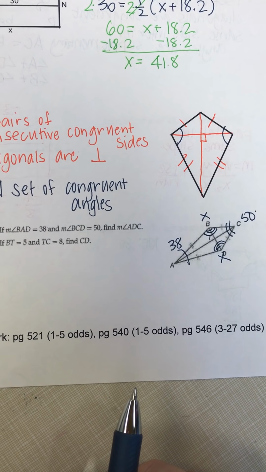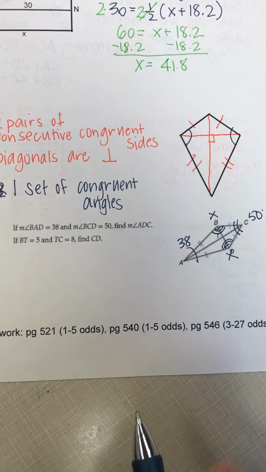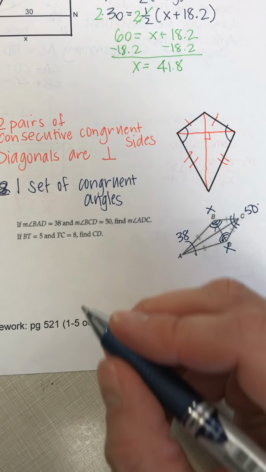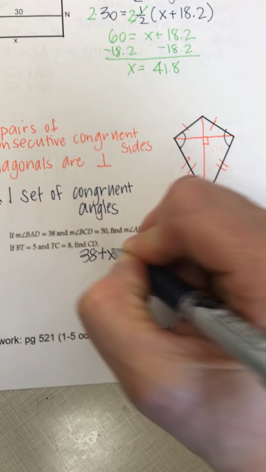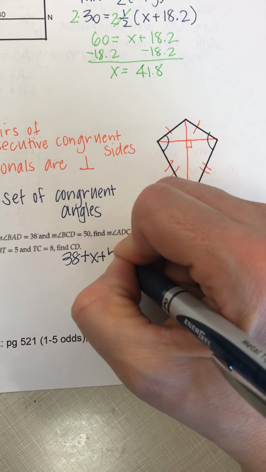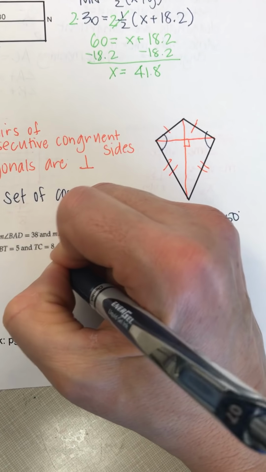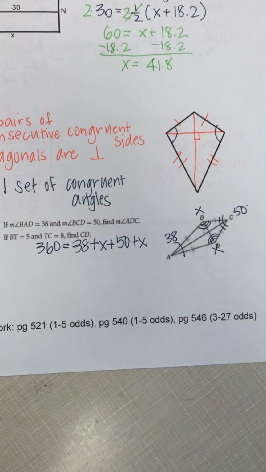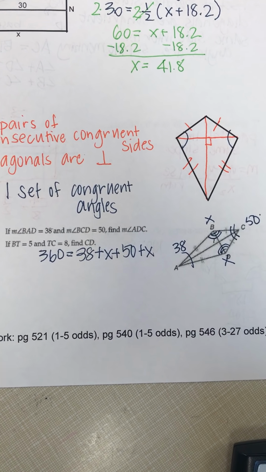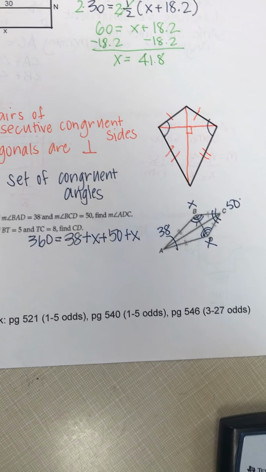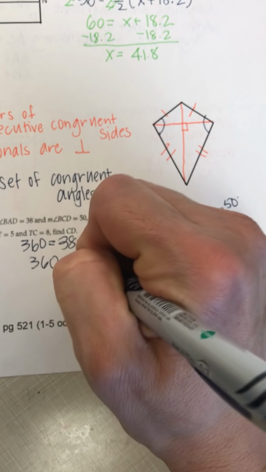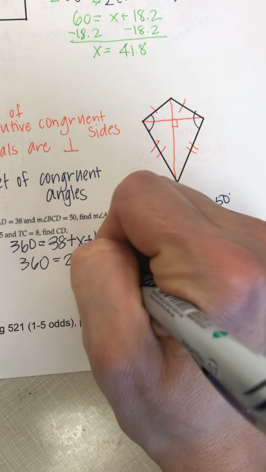And I know that since this is a four-sided figure, the sum of the angles adds to 360. So I can do 38 plus x. And again, I know these x's are the same because of this rule up here. Plus 50 plus x will equal 360. So I get 360 equals 2x plus 88.